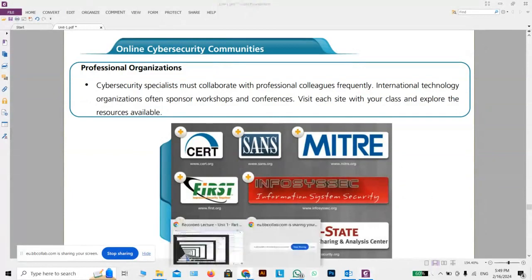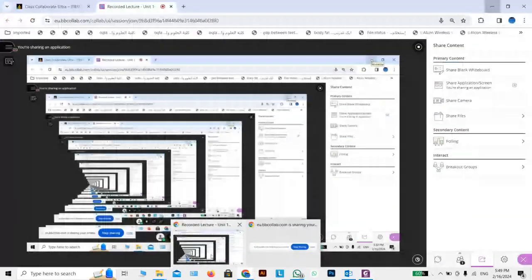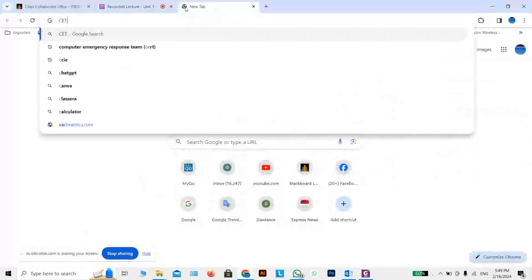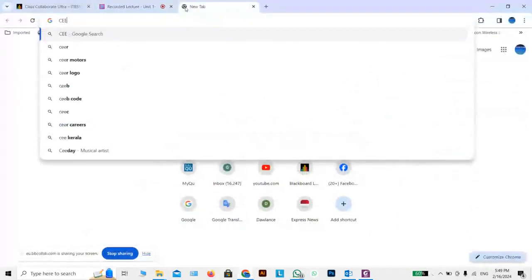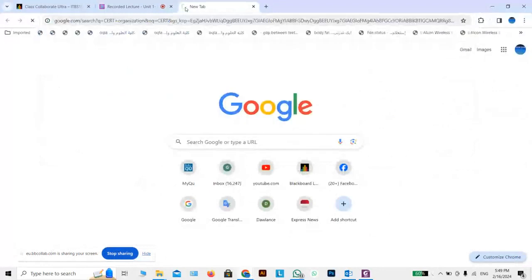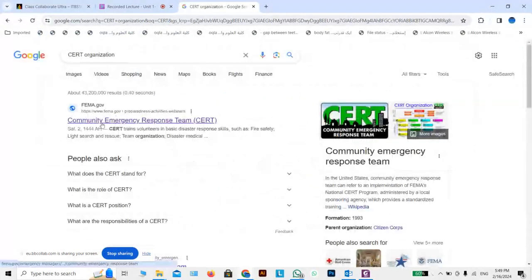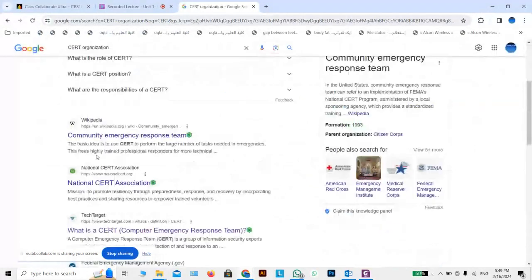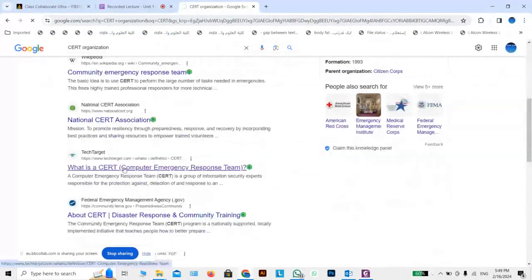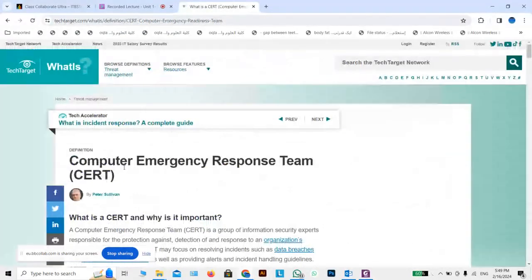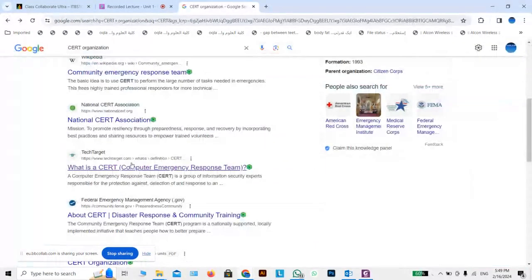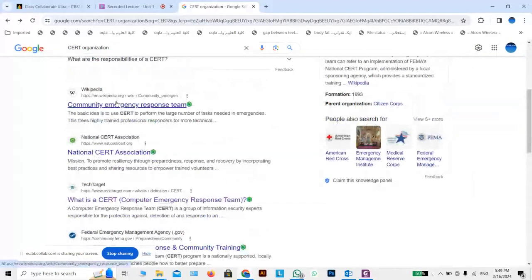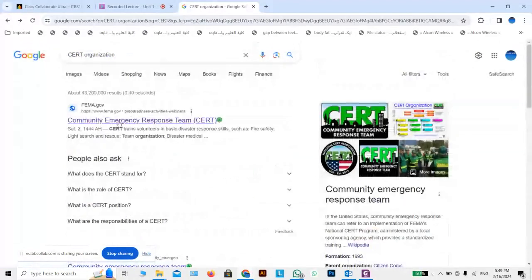If you look at CERT here, let me open the page. The third organization here. So this is Computer Emergency Response Team. So it's a group of information security experts. And let me open this one. This is for Saudi Arabia.